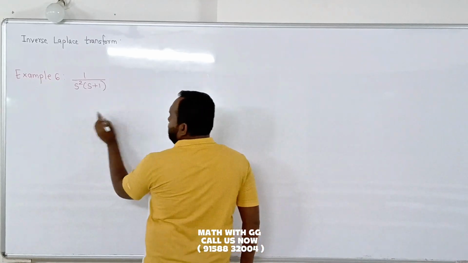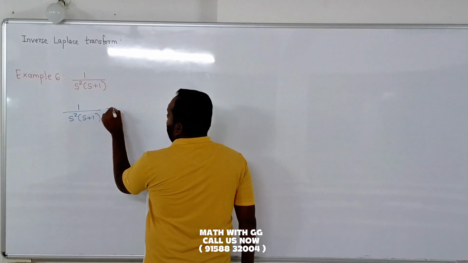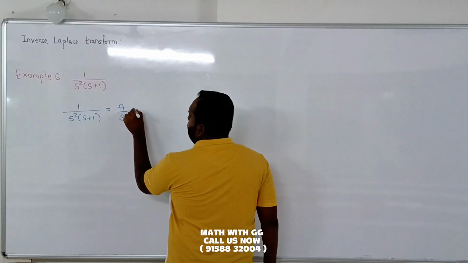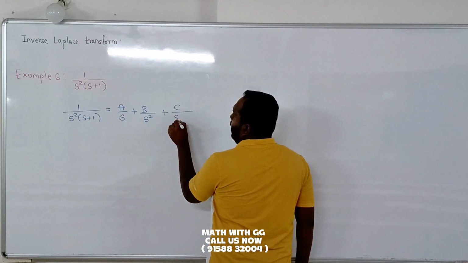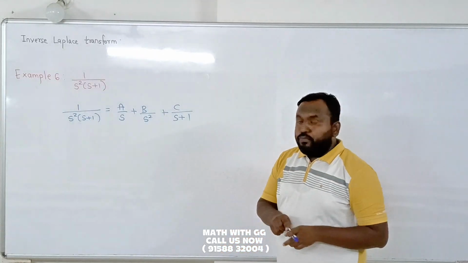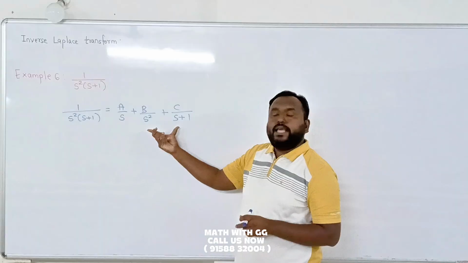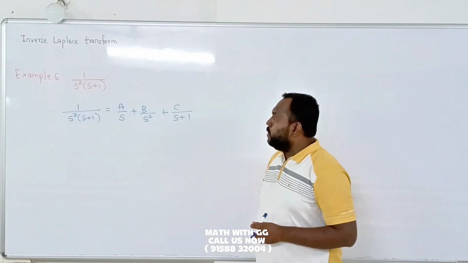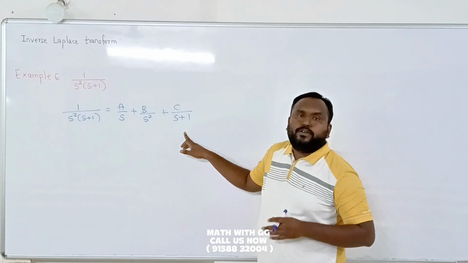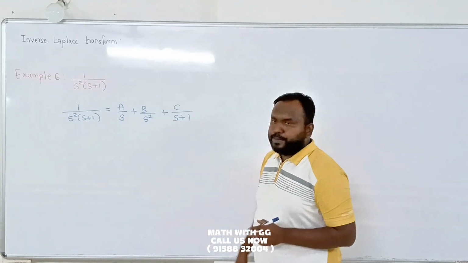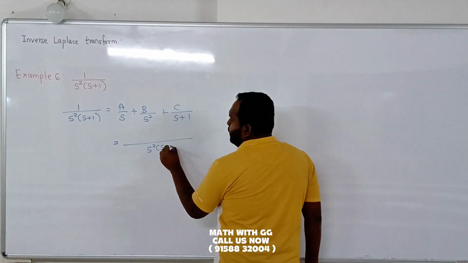So this can be written as 1 upon s square into (s plus 1) equal to a upon s plus b upon s square plus c upon (s plus 1). Now, for this, we cannot just simply cross multiply. What we will take is the LCM of the denominators. If you observe the denominators s square and s plus 1, the LCM of these terms will be s square into (s plus 1).